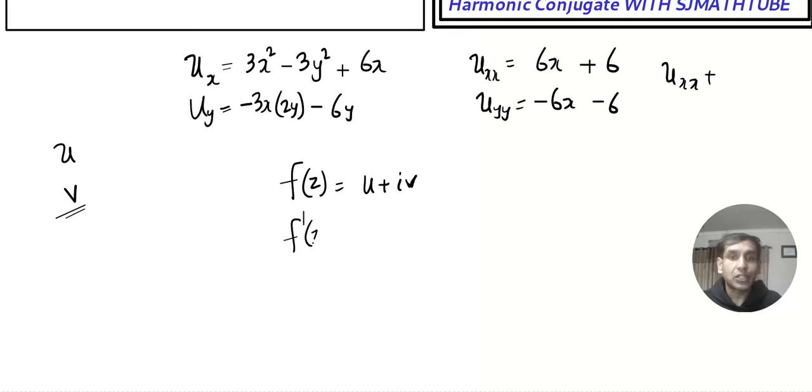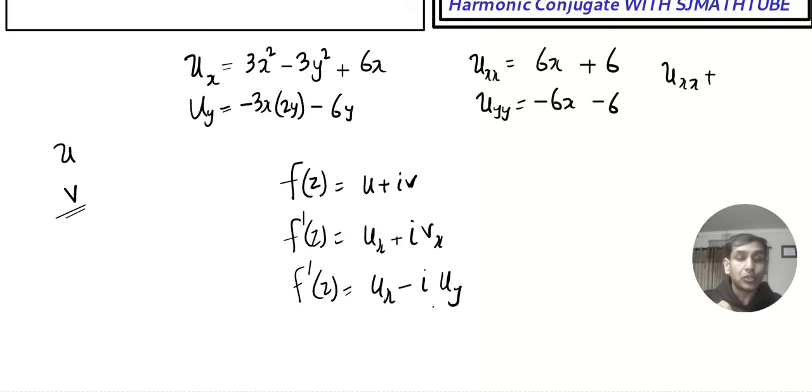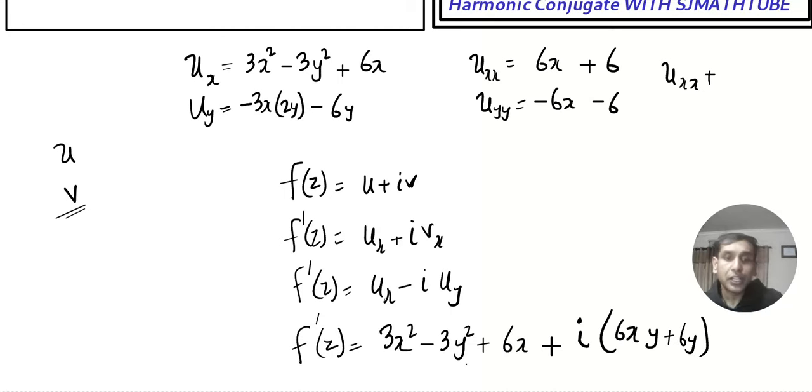So f dash of z equal to ux plus i vx. That is f dash of z equal to ux minus i uy. In case you are confused, pause this video, watch the last video and come back. In the last video, I clearly explained how we get these steps. So f dash of z equal to ux. Where is our ux? Yeah. So when you plug in, you will get this stuff.